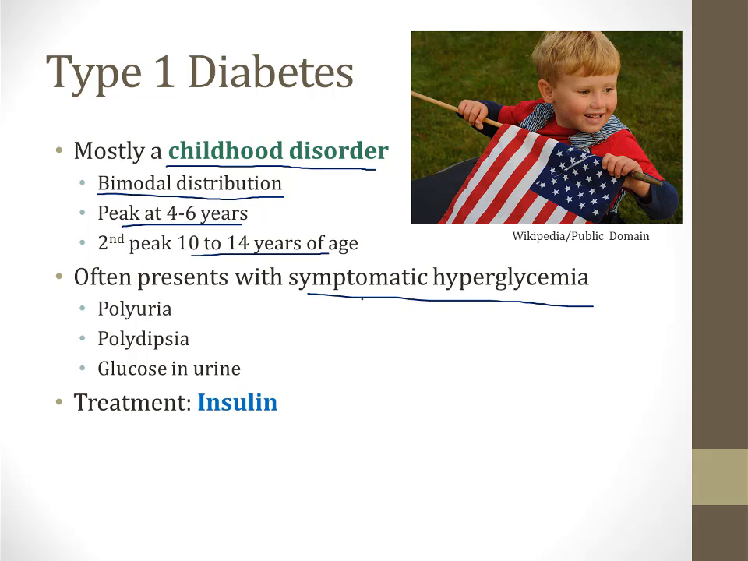So they present with classic symptoms of diabetes like polyuria, polydipsia, and glucose in the urine. And the treatment is to replace insulin. So children with this disorder require lifelong insulin. And I talk about treatment of type 1 diabetes in other modules.